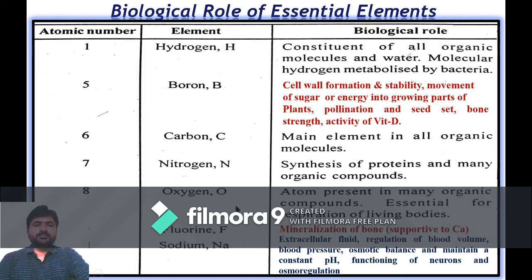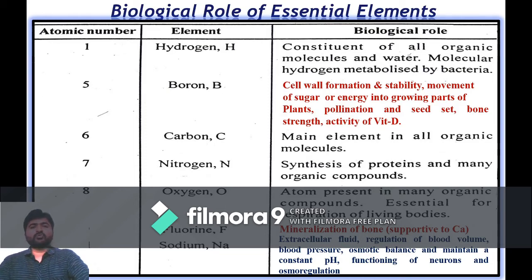Then the next important element is fluorine. Fluorine is useful in the mineralization of the bones. It acts as a support to the calcium. Calcium is a main part of the bone, calcium and phosphorus, and along with the calcium and phosphorus there is also the presence of fluorine. So it is useful in the formation of bone as well as in the strengthening of the bone. The next element is sodium.